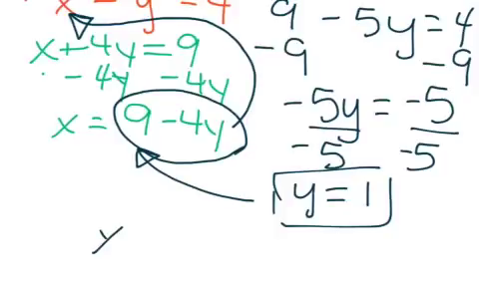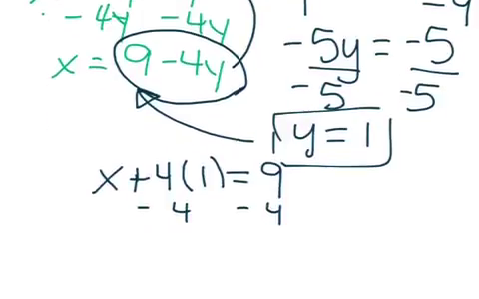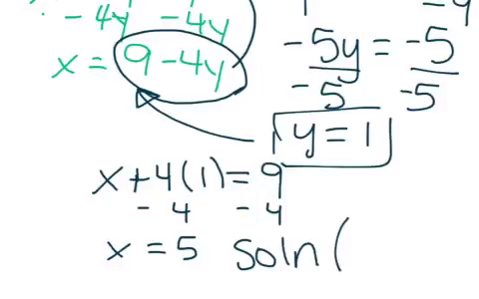So now I've got x plus 4 times 1 equals 9. x plus 4 equals 9. So I'm going to subtract the 4 from both sides, and I get x equals 5. So my solution, the point of intersection, is at (x, y) = (5, 1).